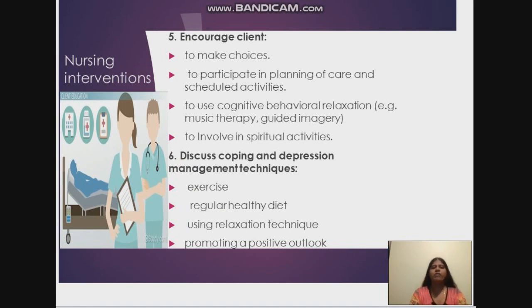Encourage client to make choices. Encourage client to participate in planning of care and scheduled activities. Encourage client to use cognitive behavioral relaxation techniques like music therapy, guided imagery, etc. Encourage client to involve in spiritual activities too.